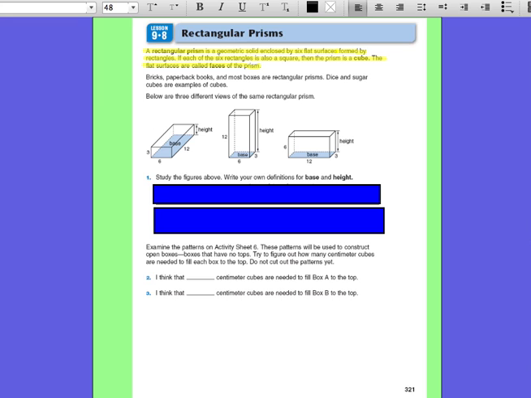So in your math journal on page 321, it says that a rectangular prism is a geometric solid. Okay, it is completely solid, enclosed by 6 flat surfaces formed by rectangles. And you can see that we have 1 side, 2 sides, 3, 4, 5, and then on the underside of 6. If each of the 6 rectangles is also a square, then the prism is a cube. Remember, a square is the same length on all sides. The flat surfaces are called the faces of the prism. So this would be a face. This is a face. This is a face.